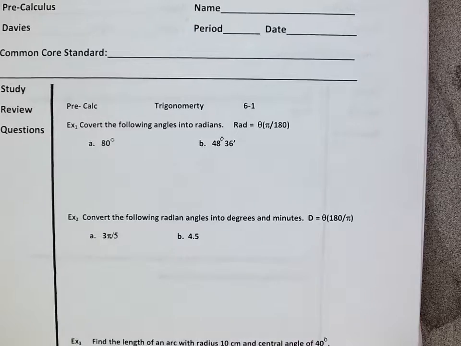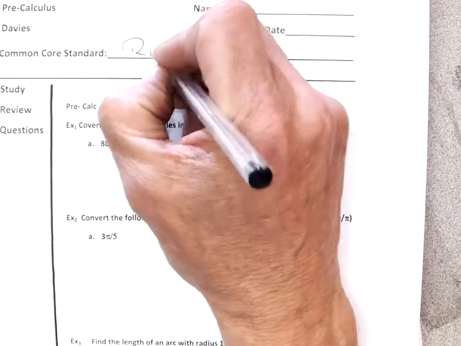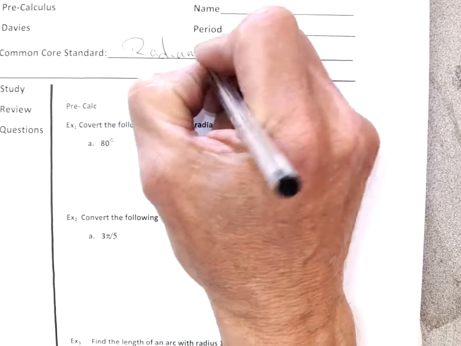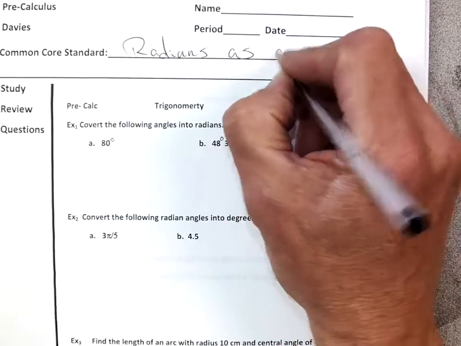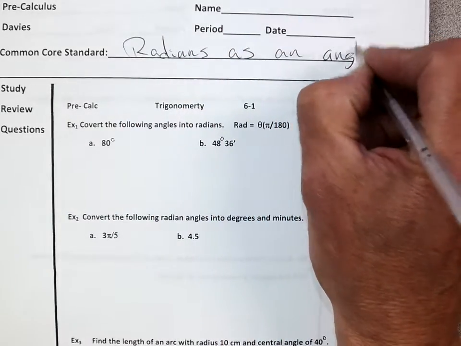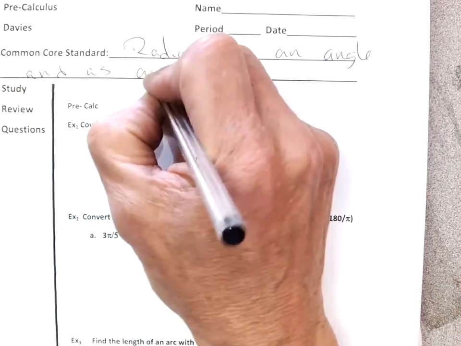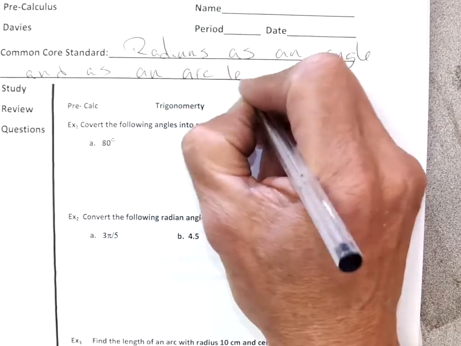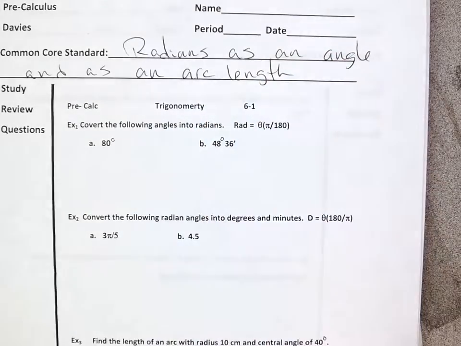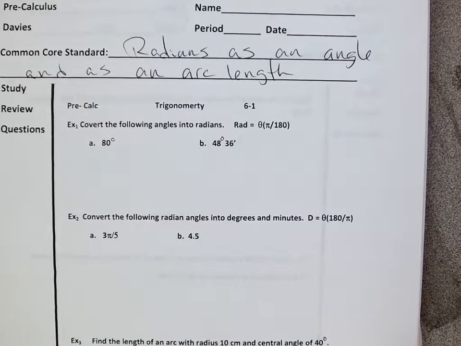So today, really, we're talking about radians. Radians as an angle and as an arc length. Okay? It's both. So, first of all, 80 degrees. So 80 degrees, remember, degrees are for dummies.